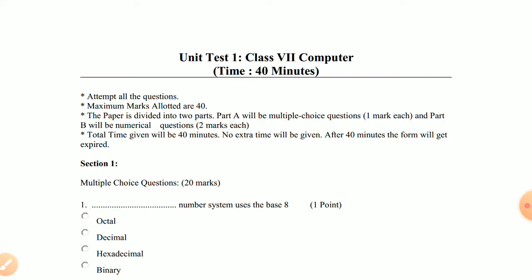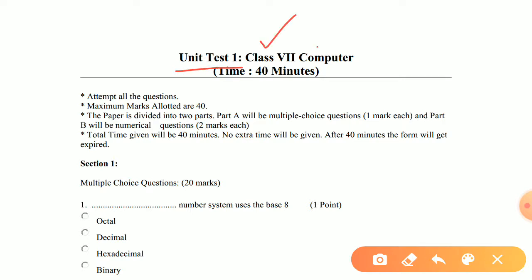So in this video we are going to discuss the solution of your unit test number 1 paper. This video is for class 7th computer. We had our unit test number 1 exams, and do you remember that the maximum marks were 40 and the paper is divided into two parts? Part A is multiple choice and part B is numericals. Now let us see the solutions or answers of those questions.